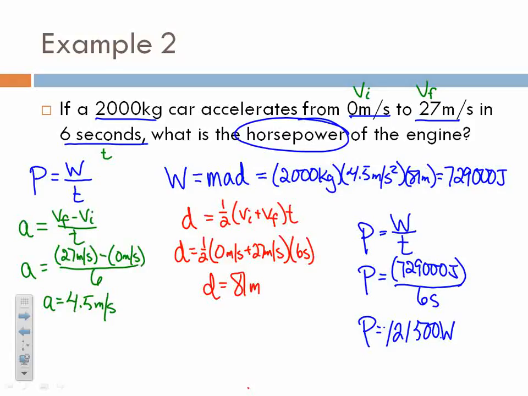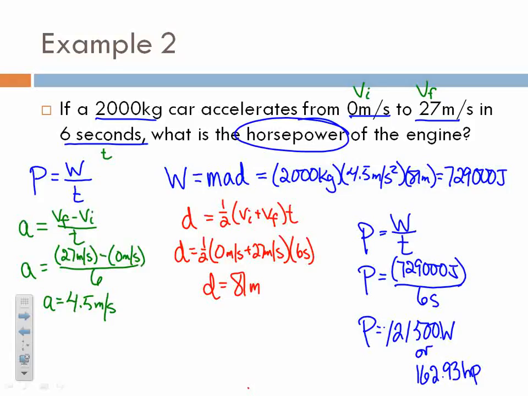Boy, I am so mean, right? So what do we do here? Just like our previous example, we're going to divide by 745.7, and we get 162.93 horsepower. Outstanding. So that's a pretty normal engine, under 200 horsepower. It is probably a larger than average mass for a car, but there's how you do it.